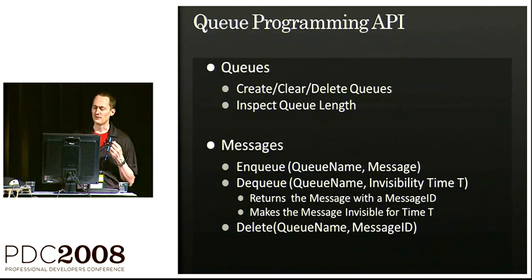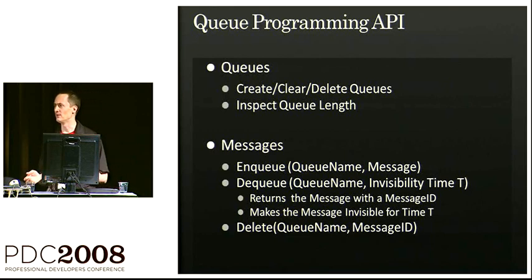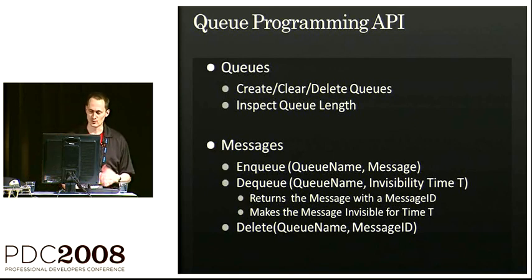Okay? Now, if you call delete within that length of time with the message ID, that will then delete the message from the queue. If you don't call delete within that amount of time, the message will become visible again for some other worker to actually consume that message. And let's go through an example for why this is useful.